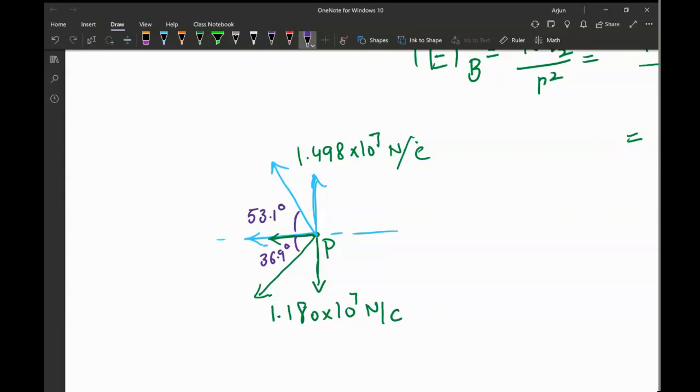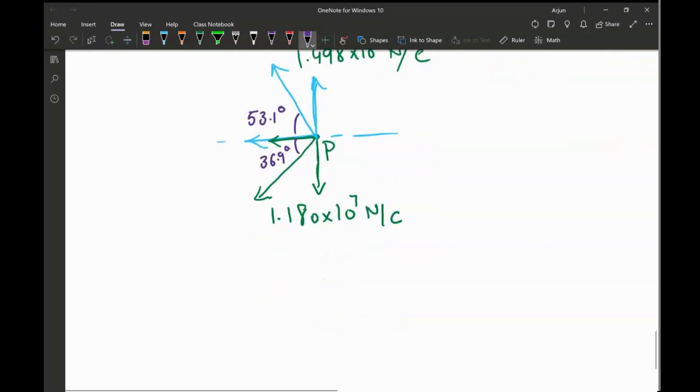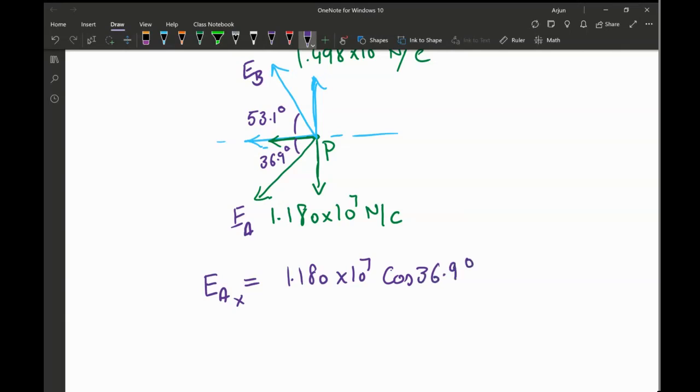Now we will try and find the components. This is EA, this is EB. So the component of EA in the x direction, first of all, will be 1.180 times 10 raised to the power 7 multiplied by cos of 36.9 degrees.